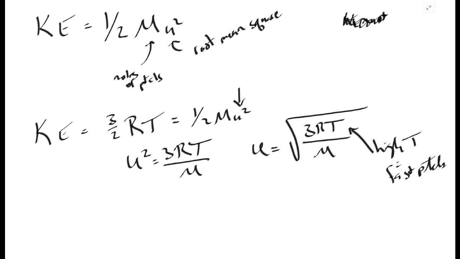Higher temperature, faster particles. The other thing is that molar mass plays a role. High molar mass equals slow particles. Okay. So we're already well on our way to understanding effusion and diffusion, because you see that square root. I told you it would come up eventually.